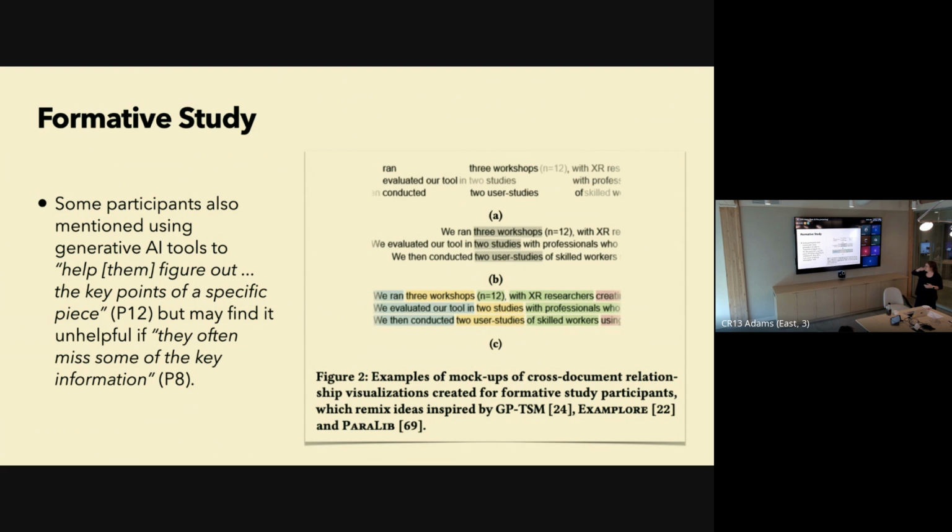Participants also appreciated, basically, the TLDR of this formative study is people did not balk at some of our weird ideas, right? So we're like, great, we're gonna keep going. Some participants also mentioned, because they were aware of generative AI tools at that point, that they might help them figure out key points of a specific piece, but may find it unhelpful if they often miss some of the key information. So there was some awareness in these folks already that generative AI would not solve all their problems.